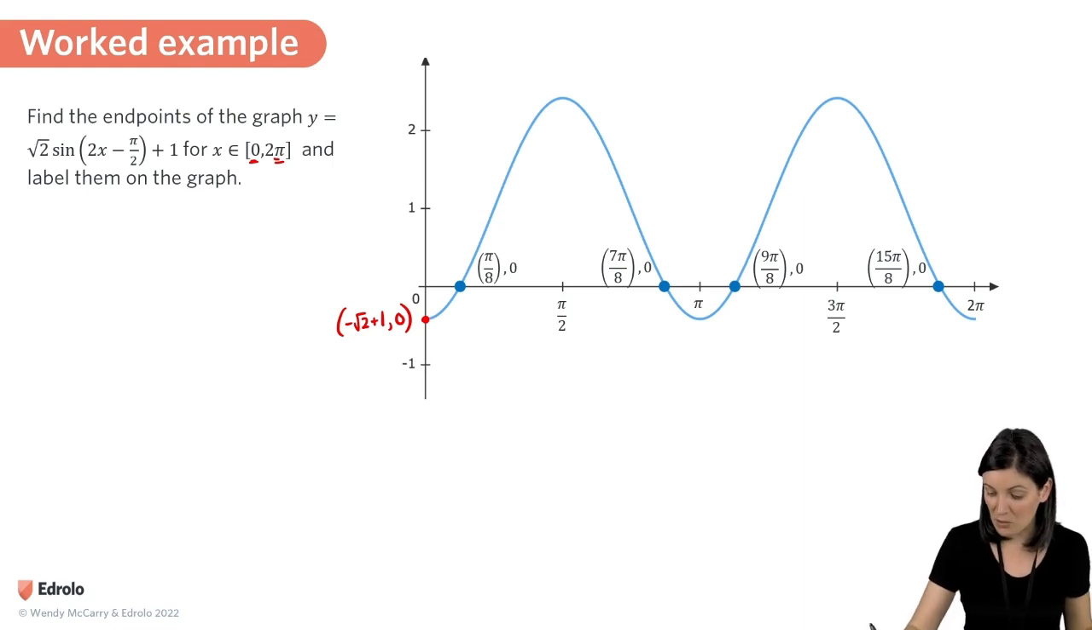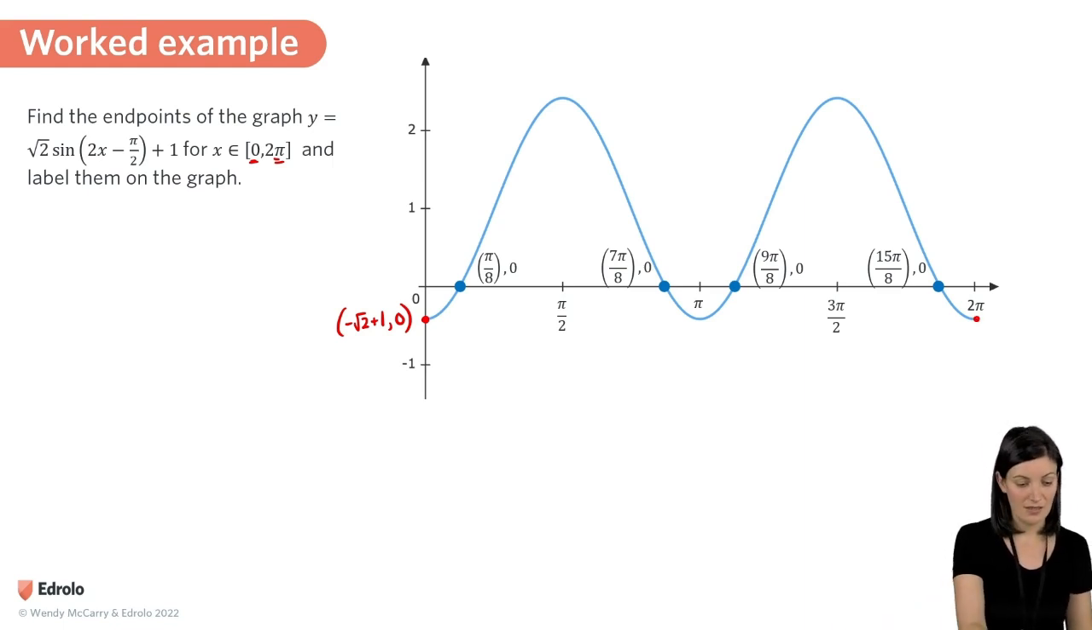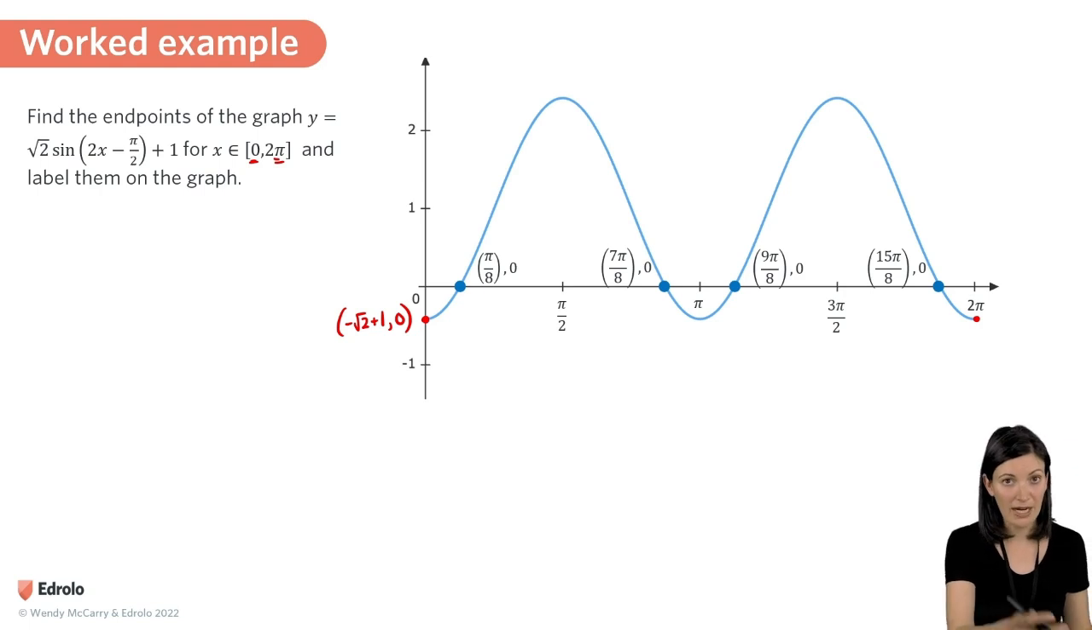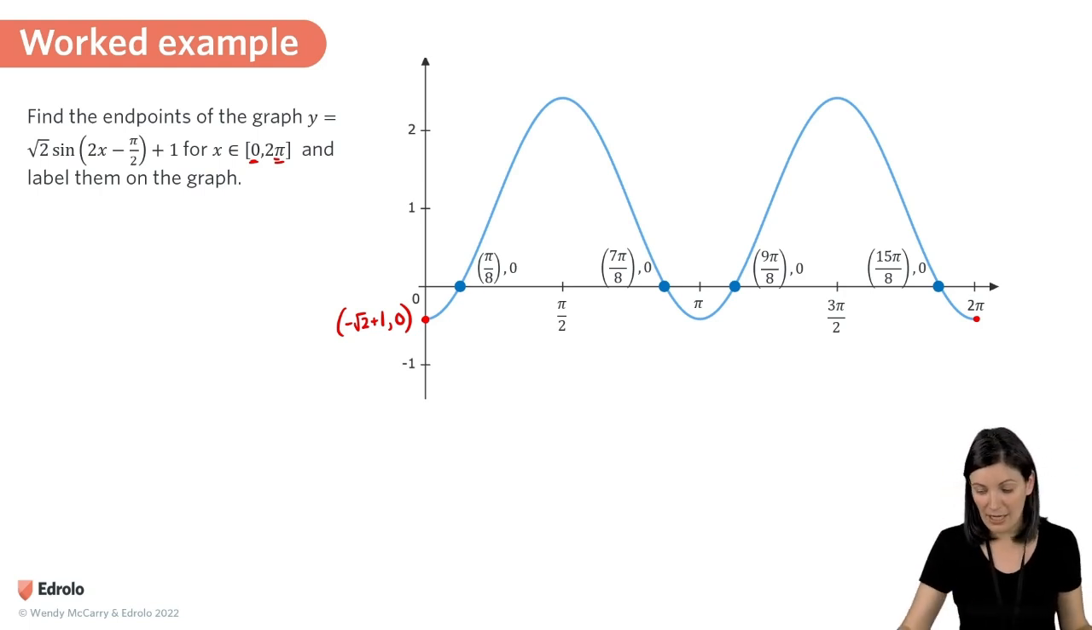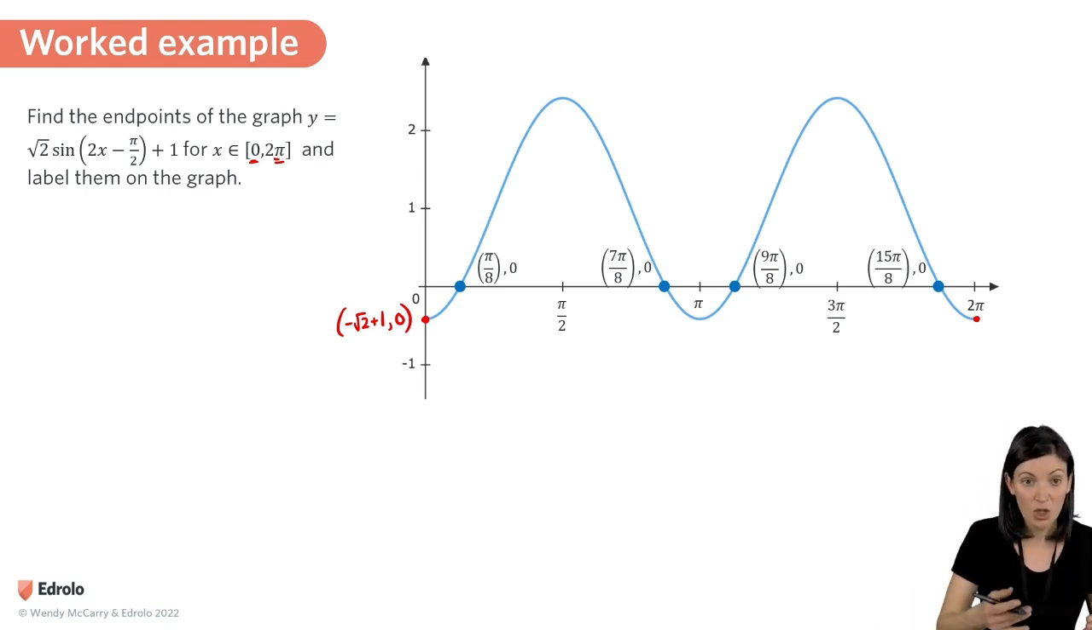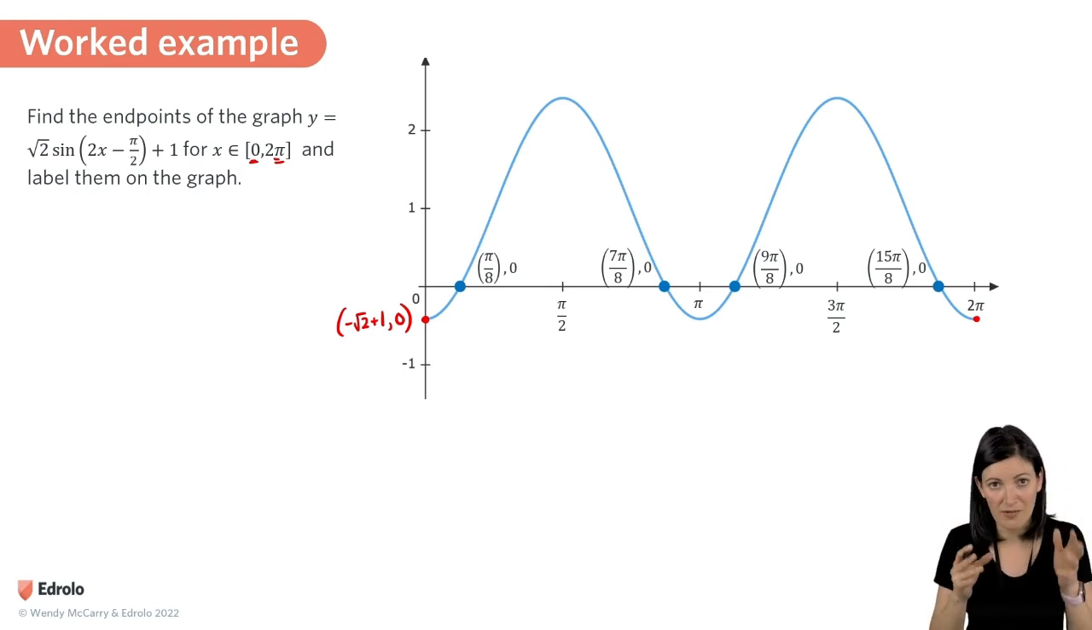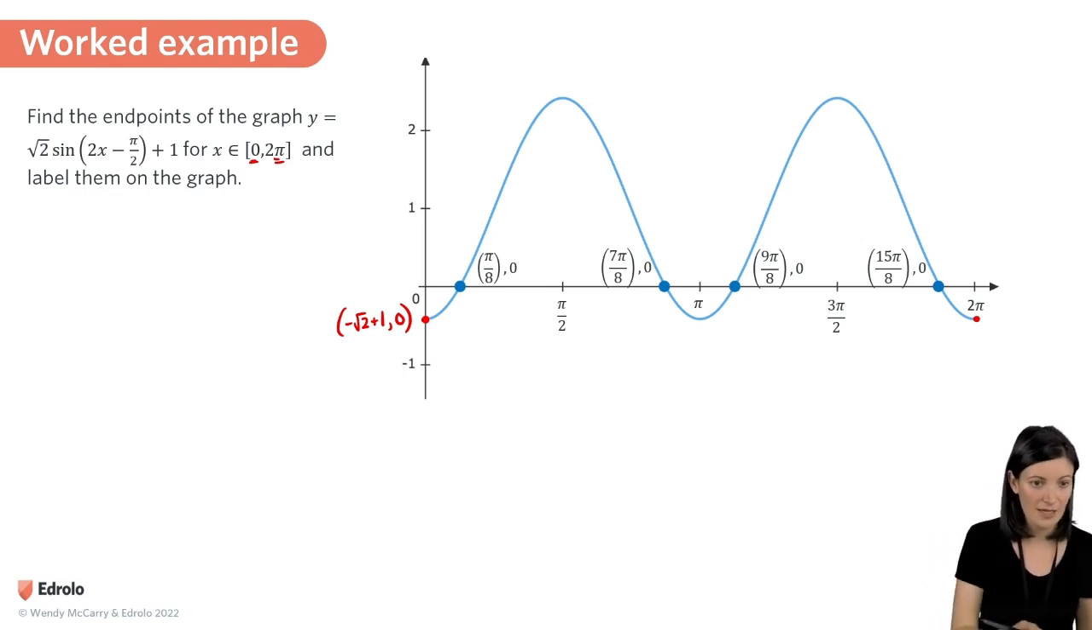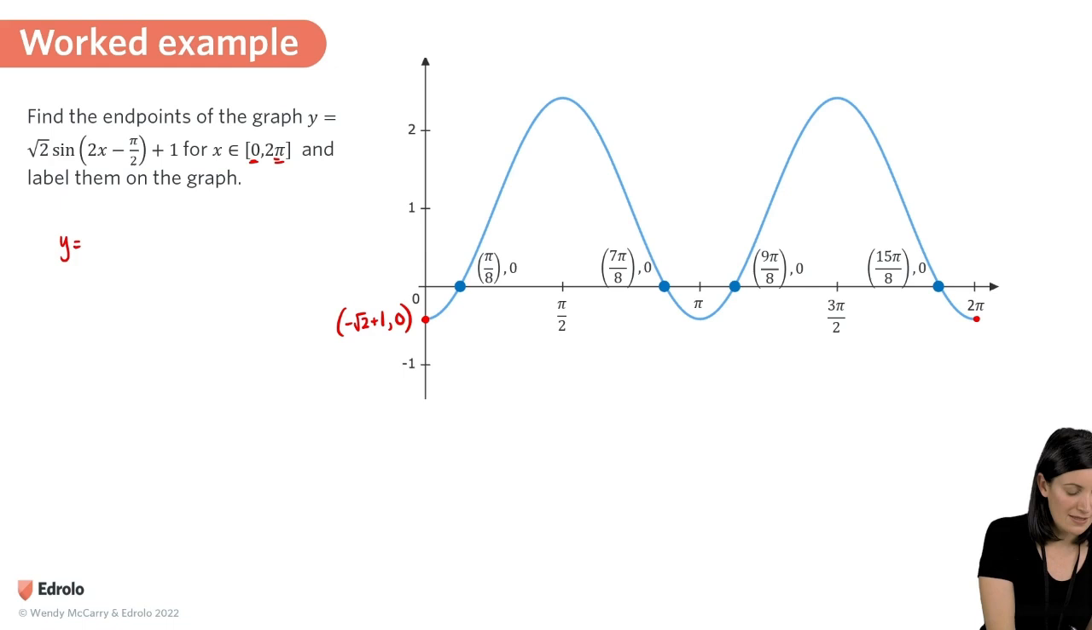Now, my second endpoint is when x is equal to 2 pi, right? That's the end of my domain. Now, you're probably looking at it saying, it looks the same. And it is the same because of the symmetry of the graph. However, I wouldn't ever just eyeball these things. What you would want to do is sub that point in.